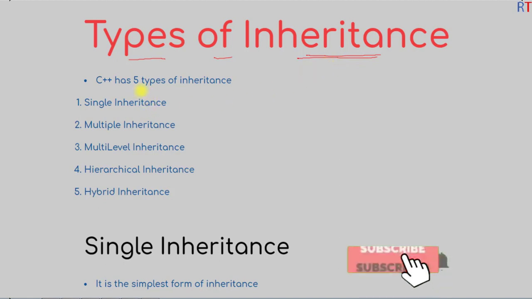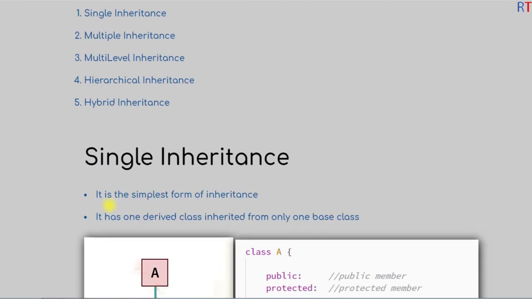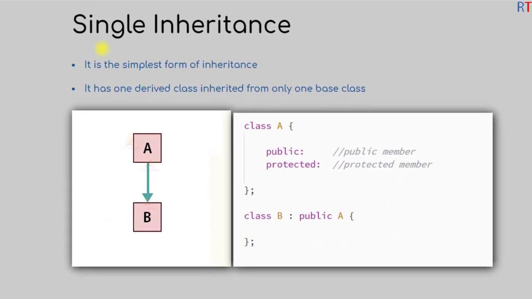In this video we're going to talk about types of inheritance in C++ programming. There are 5 types of inheritance available in C++, and they are single inheritance, multiple inheritance, multi-level, hierarchical, and hybrid inheritance. So first we're going to talk about the single inheritance.